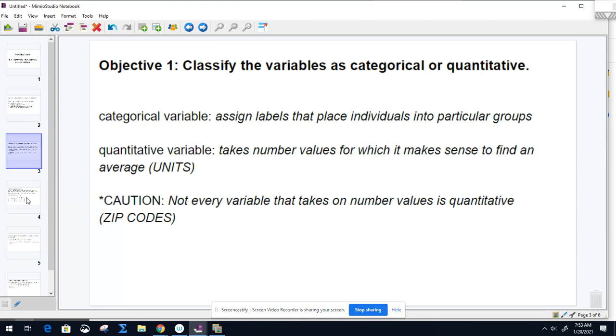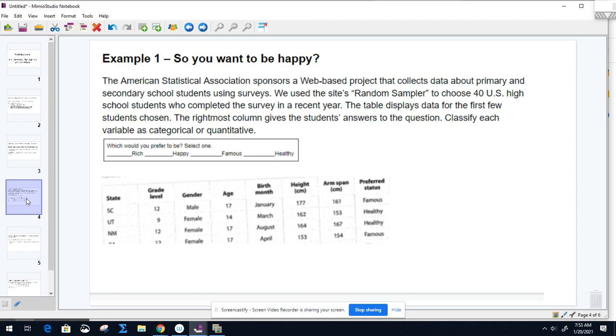Okay, so we have an example here. It says the American Statistical Association sponsors a web-based project that collects data about primary and secondary school students using surveys. We use the site's random sampler to choose 40 high school students, so this is a random survey, who completed the survey in a recent year. The table displays data for the first few students chosen. The rightmost column gives the students' answers to the questions. Classify each variable as categorical or quantitative. So we have categorical, and we have quantitative.